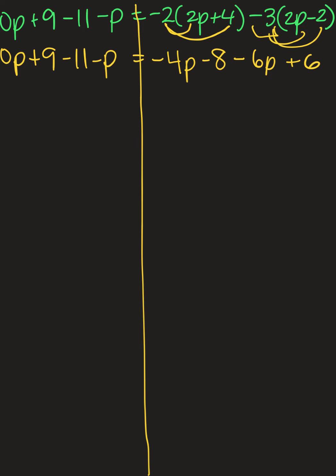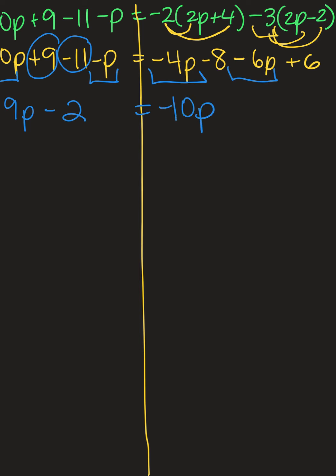Continuing on, I am going to combine like terms. I have a lot of like terms on both sides, but I want to just combine the ones that are on the same side of the equals. Okay, so first I'm going to look for my p's. 10p minus p, I get 9p. And then I have positive 9, negative 11. Negative 11 is bigger than 9. I am going to subtract because I have two different signs, and I put minus 2. And then, of course, over on the left, I have negative 4p and negative 6p, which combines to get negative 10p. And then I have negative 8, positive 6, and I get negative 2 again.